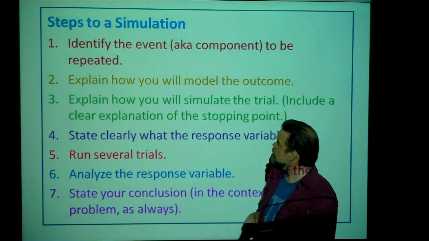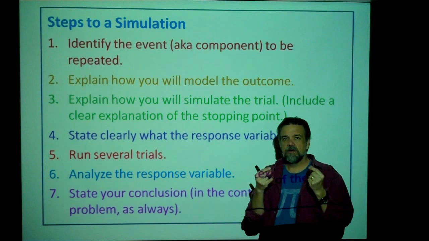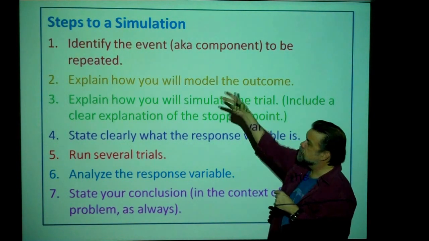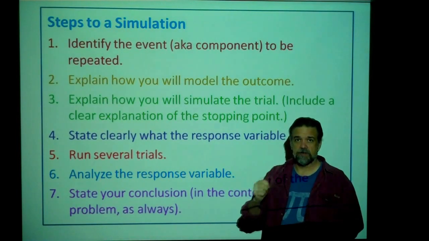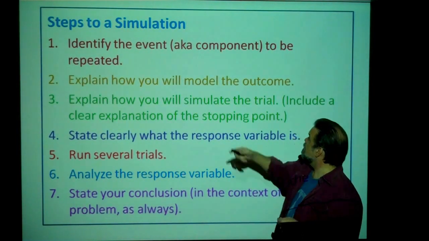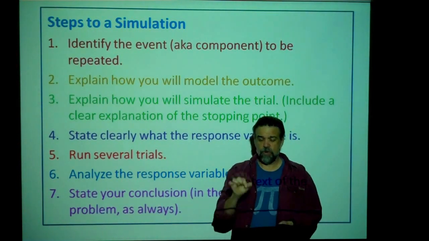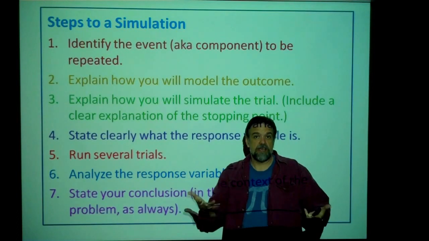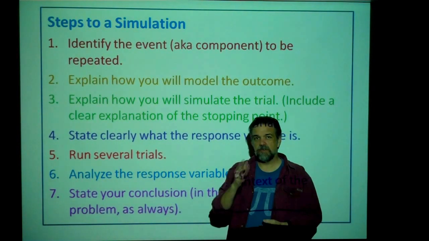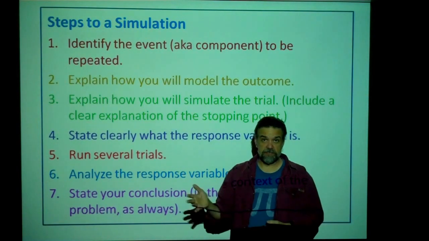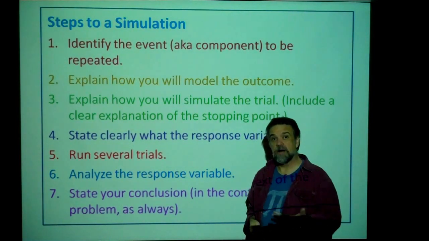Okay, so here are the steps to a simulation, and let's refer to this scenario of flipping the coin. First, we identify the event or the component that's going to be repeated. In this particular case, the event is flipping that coin. I'm going to repeat that over and over. Now, how am I going to model the outcome? I'm going to use a random number table, and I would choose one digit at a time. You don't have to do it this way, but this is a way to do it. I'm going to say the odd digits, 1, 3, 5, 7, 9, are going to be heads, and the even digits, 2, 4, 6, 8, 0, are going to be tails. That's how I will use my random number table to model the outcome.